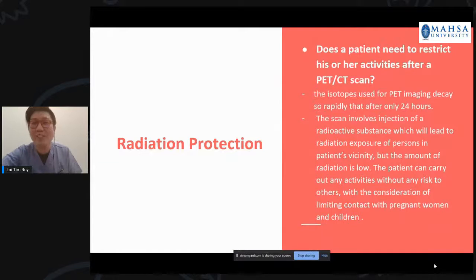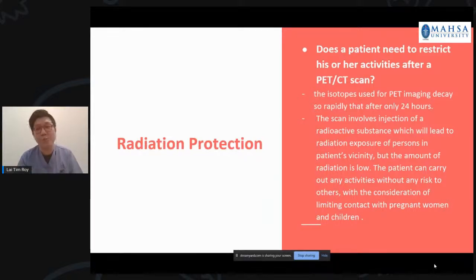Okay, does a patient need to restrict his or her activity after a PET scan? The isotope used for PET CT imaging decays so rapidly that after only 24 hours it is largely gone. The scan involves injection of a radioactive substance, which will lead to radiation exposure of persons in the patient's vicinity, but the amount of radiation is really low. The patient can carry out any activities without any risk to others, with the consideration of limited contact with pregnant women or children.